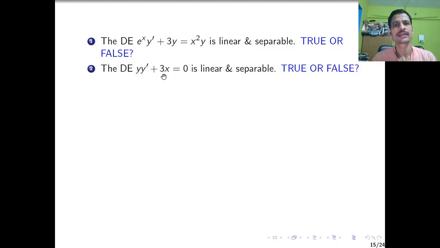But this is a separable ODE because the variables y and x, you can separate. You can write it as y dy plus 3x dx equal to 0, and this is a separable ODE.